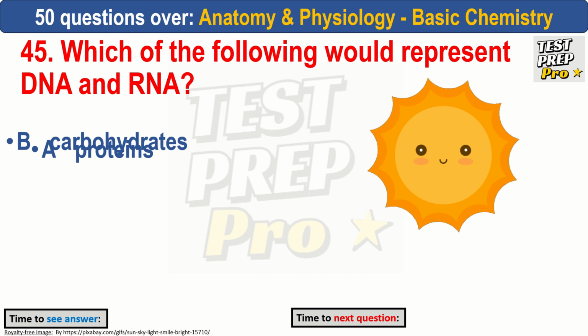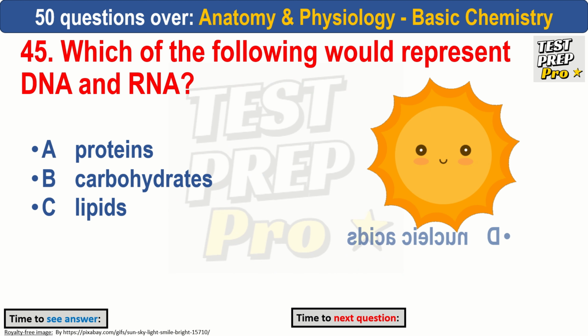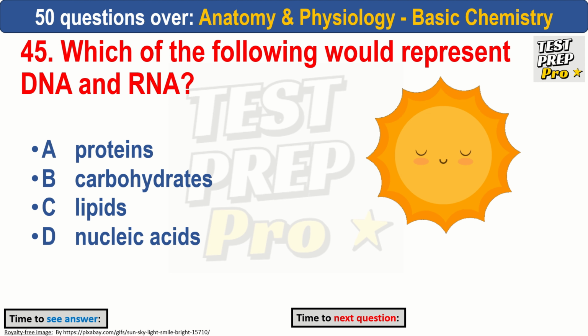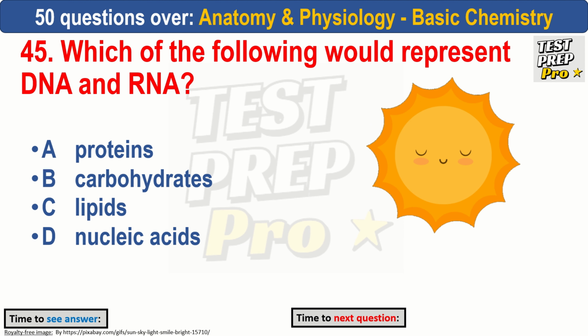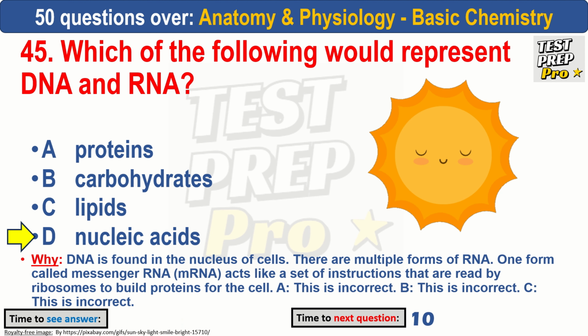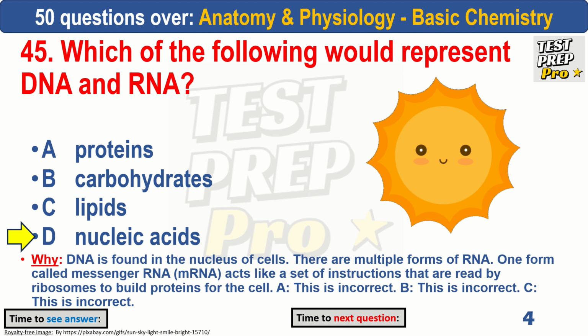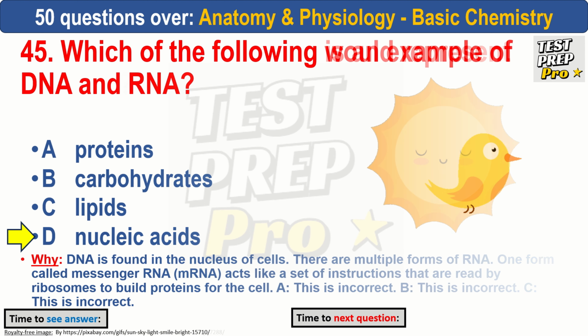Which of the following would represent DNA and RNA? Proteins, carbohydrates, lipids, or nucleic acids? Nucleic acids. Deoxyribonucleic acid and ribonucleic acid both fall under the category of nucleic acids.